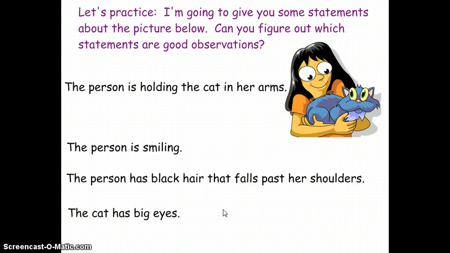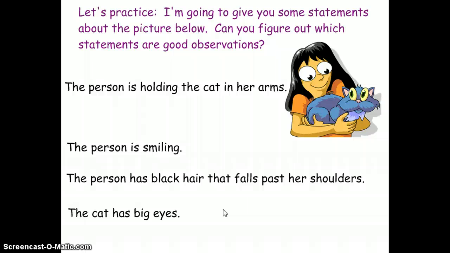The person has black hair that falls past her shoulders. Did you say a good observation? You'd be right. Not only have I been specific and given the color of the hair, I've started to give you a location of it and adding more details. I know how long the hair is by comparing it to a body part.